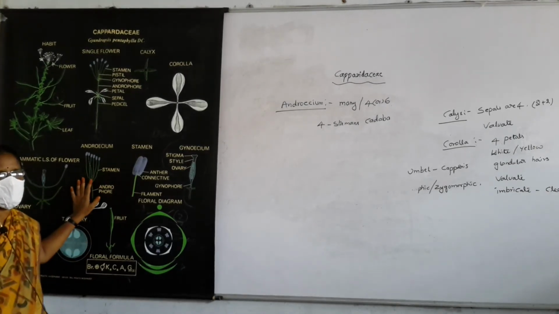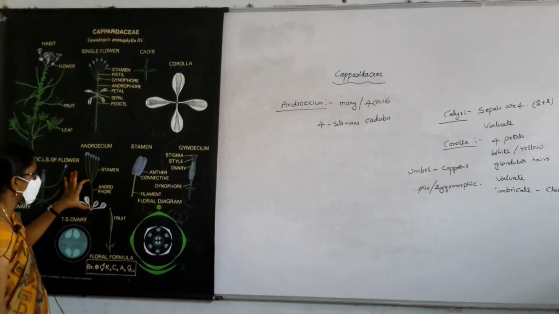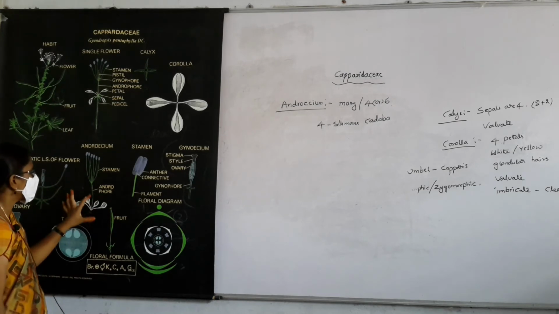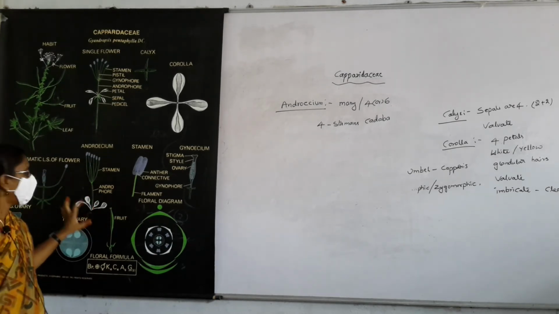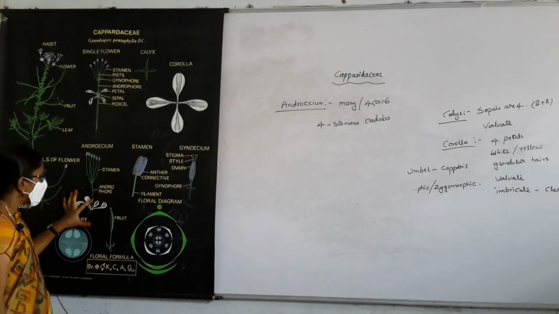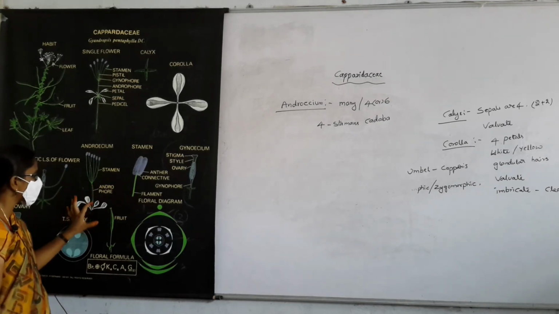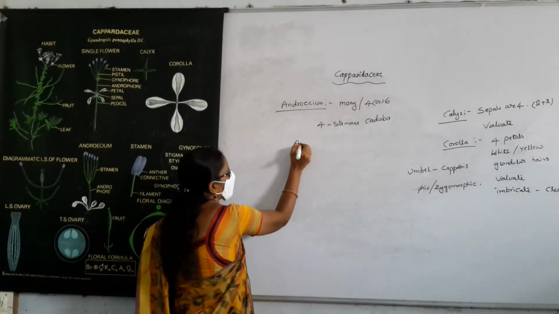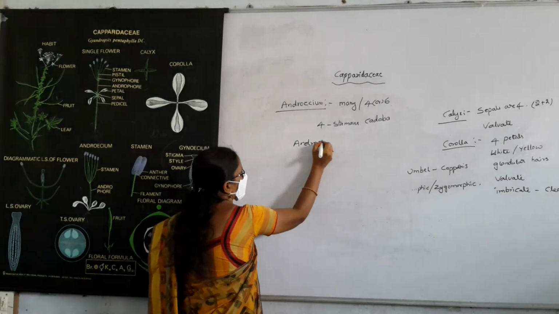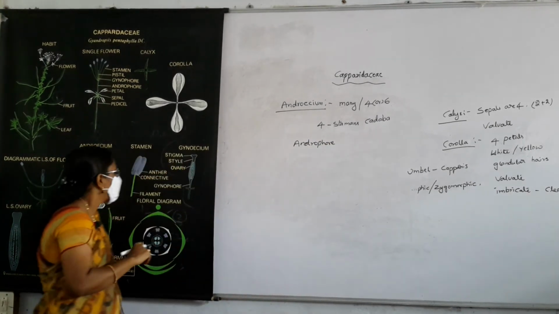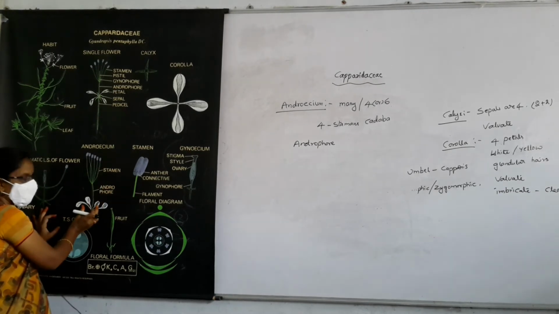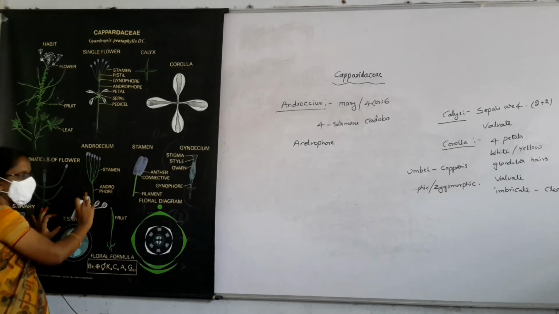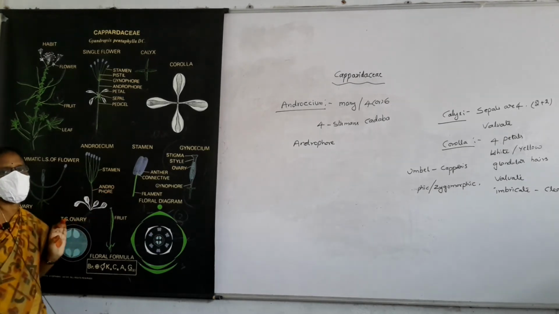And the androecium has a long or short stalk-like structure. This stalk-like structure is called the androphore. For example, these are the stamens and these are the petals. Between the petals and stamens, the androecium has a small stalk-like structure that is called the androphore.